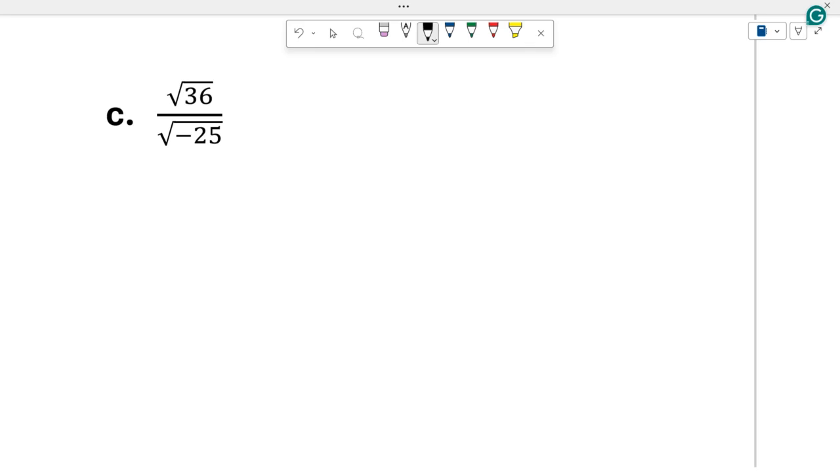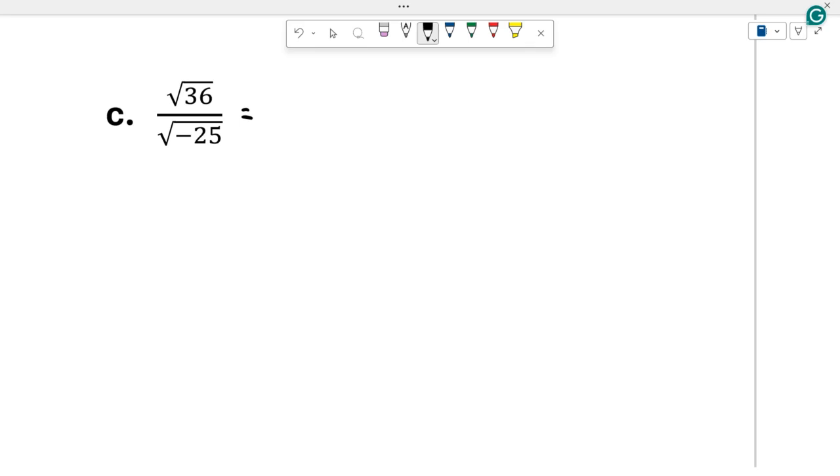Like, you've got to just indicate that it's imaginary using an i. So again, there are a couple of different ways you can start this problem, but the way that we've done A and B, and the way that I'm also going to do C, is the first thing I want to do is simplify each square root.